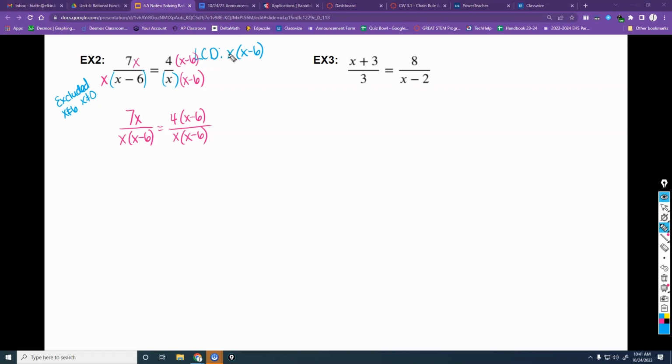So, here, now the denominators are the same. When they're the same, you can mark them out. So, now we just have 7x equals... Is it okay with you guys? Can I go ahead and distribute that 4 right there? So I'll get 4 times x minus 6. Do I have any x squareds? I do not. So this is just a regular equation like you learned how to solve at the very beginning of Math 1.